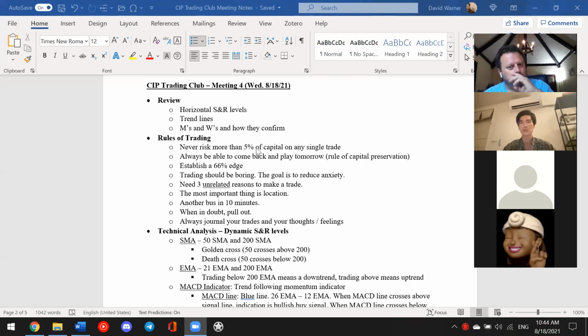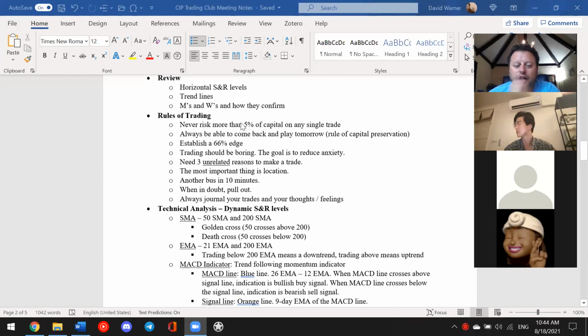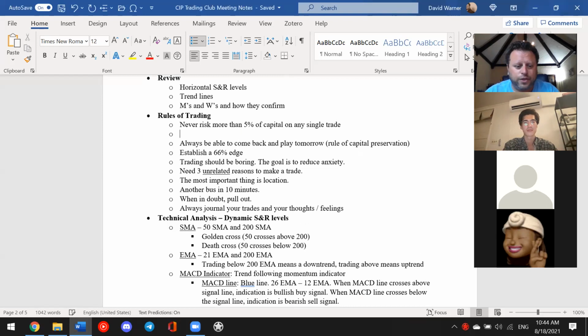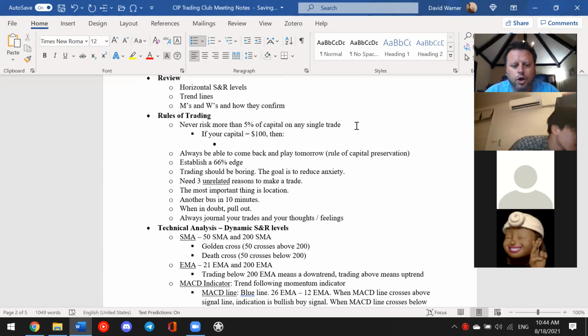Okay, so rules of trading that we've covered so far. Never risk more than 5% of capital on any single trade. I break this rule all the time, but when I break this rule, I usually lose money, and it sucks. So if you're trading with $100, $5 on a trade. And I said last time, you have two choices here. If your capital is $100, choice number one, you could trade $5 on any single trade.